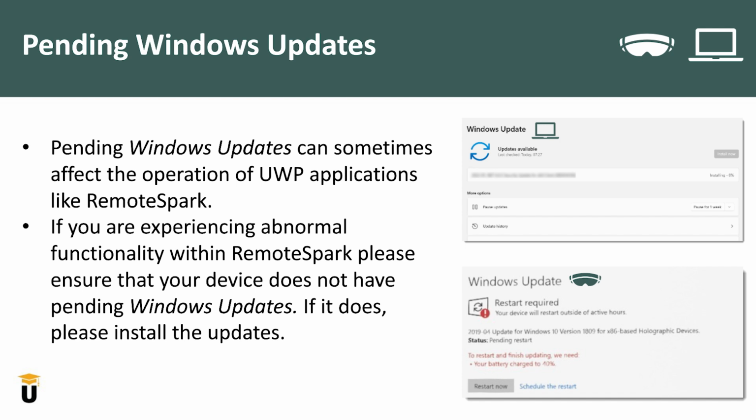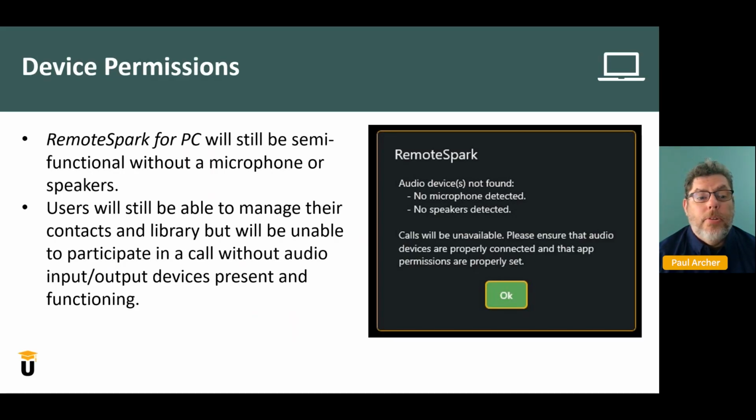Having Windows updates on a UWP application can actually affect the operation of it. If you are experiencing functionality that's not normal, the app's not working the way that you expect it to, the best thing to do is go ahead and do the Windows updates, whether it's on the PC or the HoloLens. We're now going to talk about device permissions.